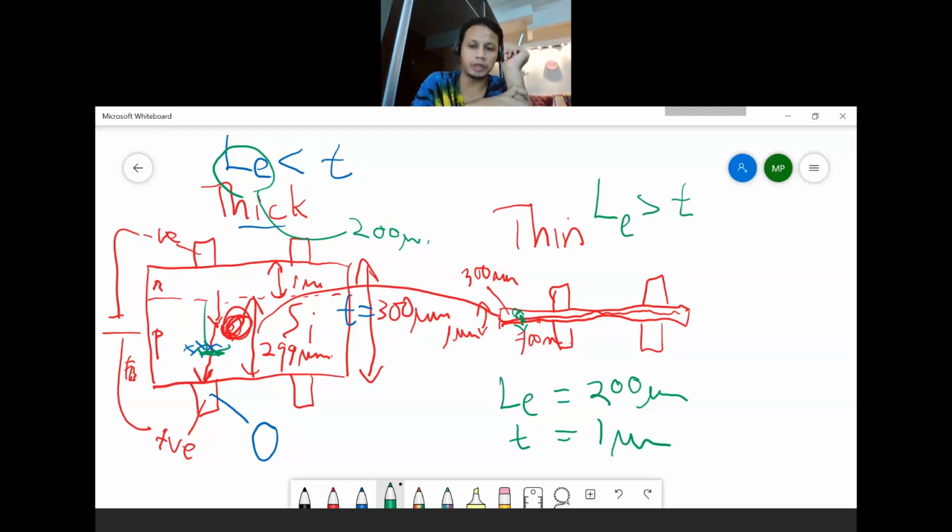Because the carrier, the electron, can diffuse a lot longer, but it only has to travel a short distance. So it can actually go much further. That means it reaches the contact very easily, right? So the same goes for the hole, right? The hole goes to the other side, same thing. So thick diode versus thin diode.